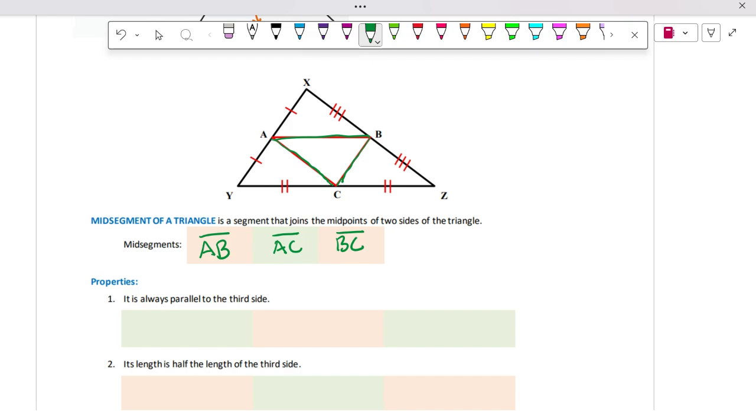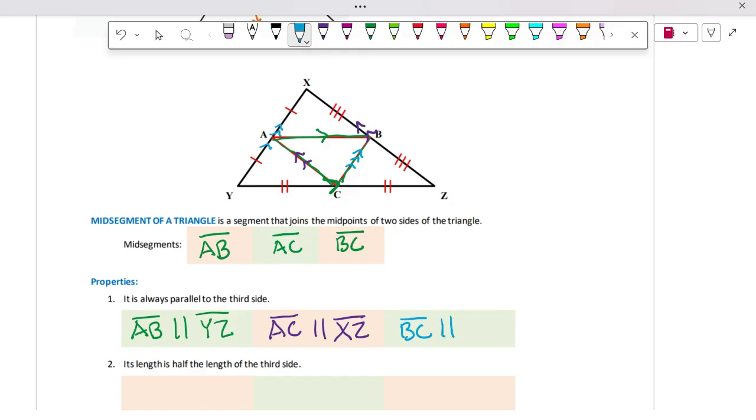Now, AB has to be parallel to which side of the triangle? To YZ. So AB is parallel to YZ, which we can mark with 1 arrow. AC has to be parallel to which side? XZ. So that one's parallel. And lastly, BC has to be parallel to which side? XY. So right here.